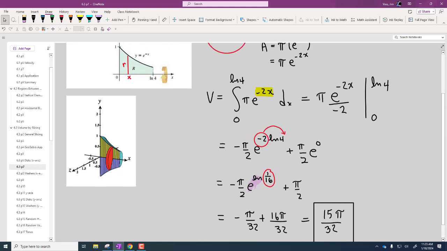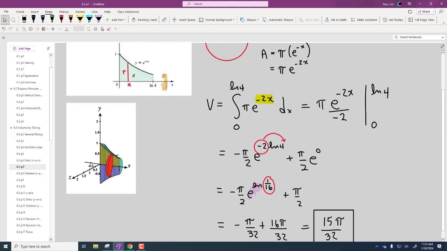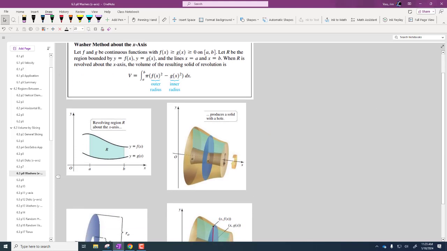So one of the keys for creating the disk, remember that this region that we're rotating has to be touching the axis of rotation. If it's not touching it, there's going to be a hole in the middle of some sort. There's going to be a gap. And that's what we're going to see next.